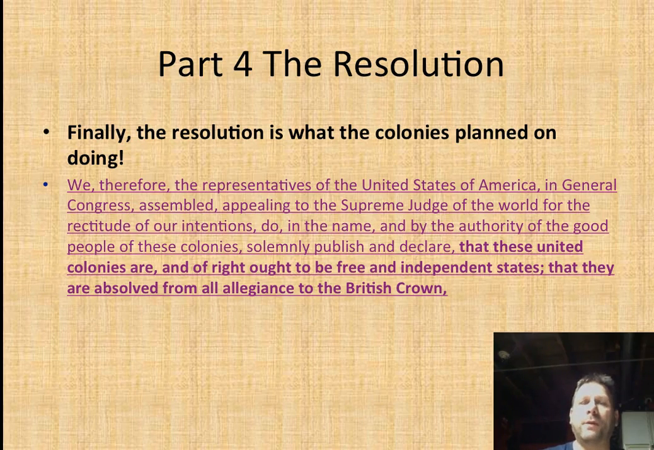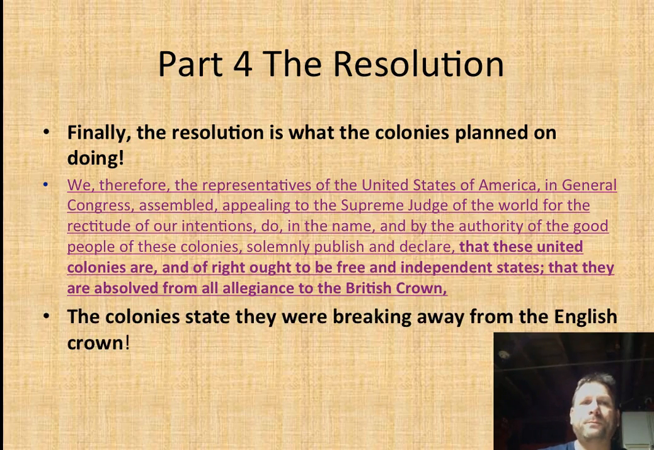And this piece of paper, the Declaration, divided into 4 parts, lays out why we're writing it, what has been done wrongly to us, a list of the wrongs done, and what we're going to do about it. And simply, the colonies state, we're breaking away from the English crown. We are no longer going to be considered a part of England. We are going to be called the United States of America.